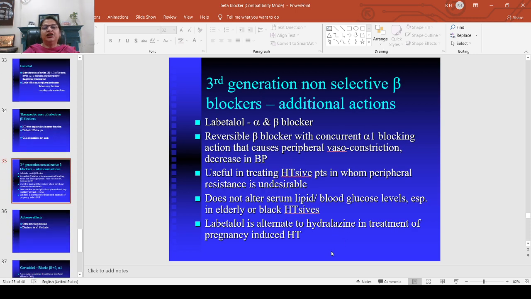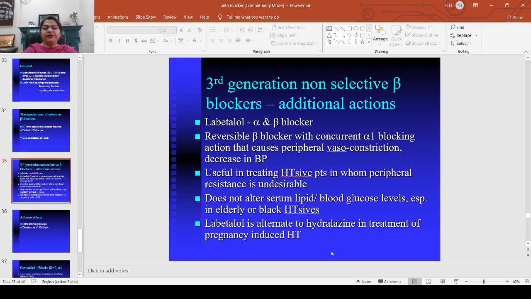Now coming on to third generation non-selective beta blockers, that is, they have some additional actions also. Labetalol, it has alpha and beta blocker effect. It blocks both the alpha and beta receptors. The reversible beta blocker with concurrent alpha 1 blocking action that causes peripheral vasodilation and decrease in blood pressure.